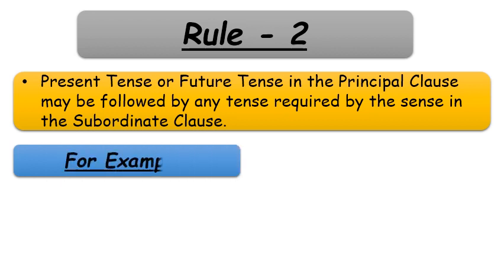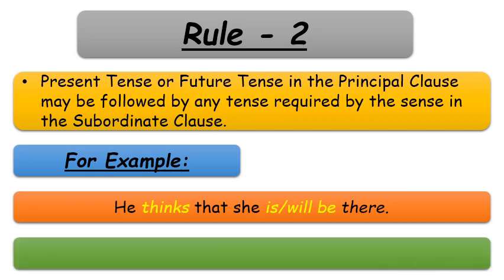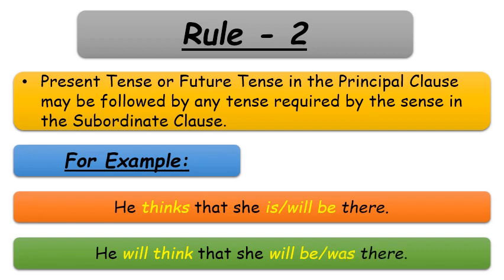To clarify it, let's see some examples. Number 1, he thinks that she will be or is there. So here you can see that in the principal clause we have used present tense, so the subordinate clause is followed by future or simple present tense. Number 2, he will think that she will be or was there. So as you can see, the principal clause carries future tense. So here the subordinate clause may carry future, past or present, any tense.